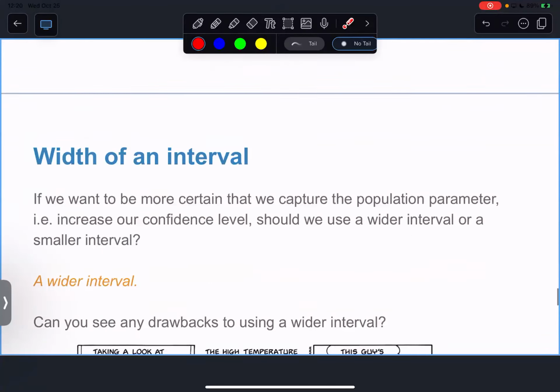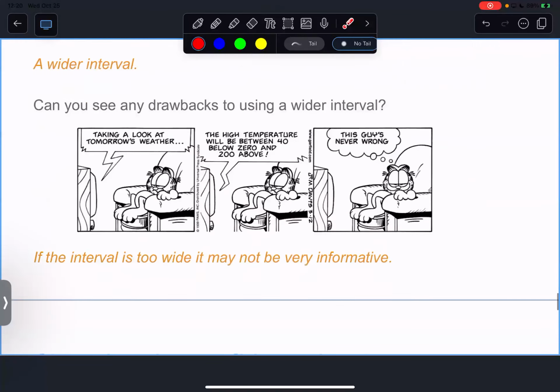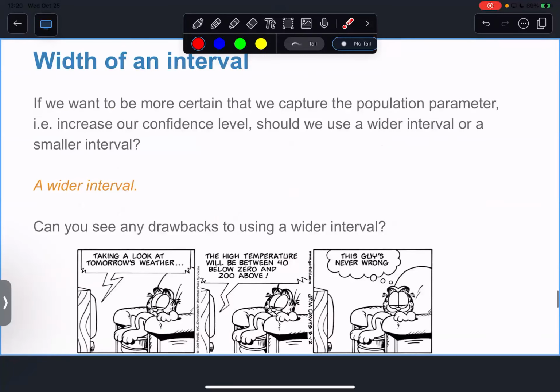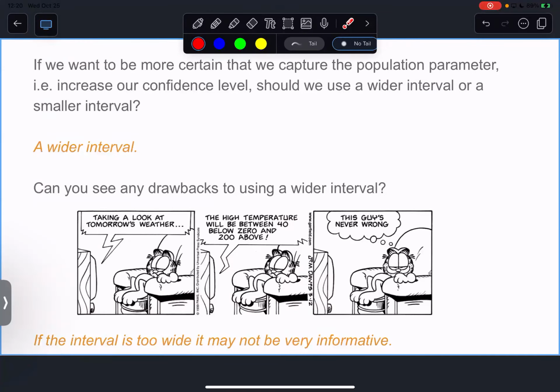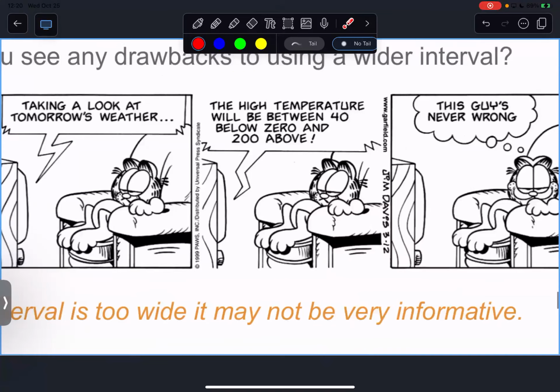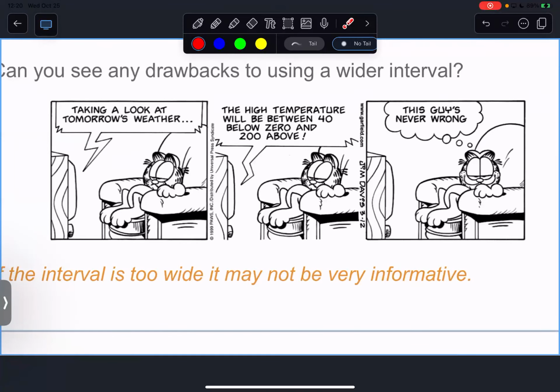And I'm out of time, but I want to finish on the width of an interval. I had someone ask me, well, why don't we use a 100% confidence interval? Well, because you would have to make your interval too wide. So taking a look at tomorrow's weather, the high temperature will be between 40 below zero and 200 above. This guy's never wrong, right? We're 100% confident, but it's not very useful.